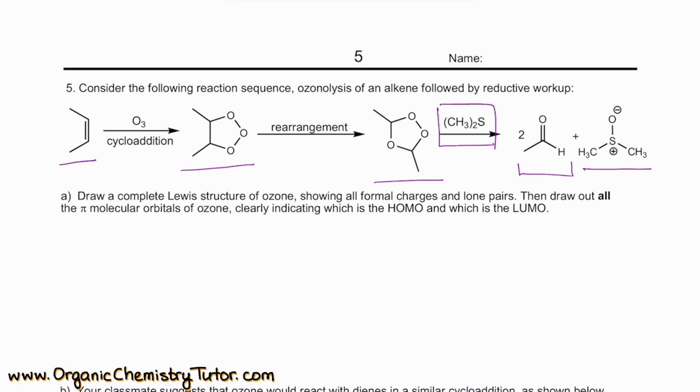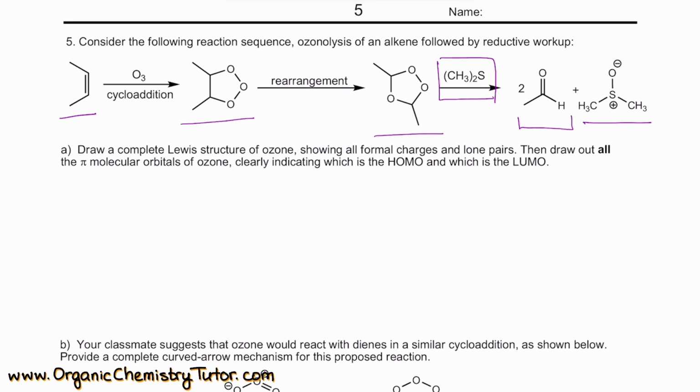We've got that part. So draw a complete Lewis structure of ozone showing all formal charges and lone pairs. Okay, let's do that part. So ozone looks the following. We have oxygen, oxygen, and another oxygen. There will be 2 electron pairs on the first one, 1 on the middle one, 3 electron pairs on the last one, and we are going to have a formal plus here and formal minus on this oxygen.